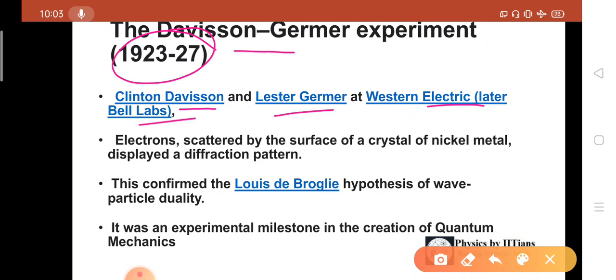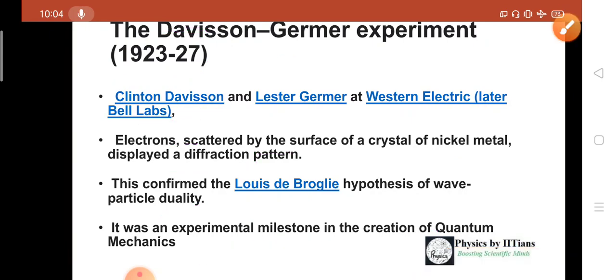What they showed is that electrons scattered by the surface of a crystal of nickel metal displayed a diffraction pattern. This confirmed the Louis de Broglie hypothesis of wave-particle duality, and it was an experimental milestone in the creation of quantum mechanics.